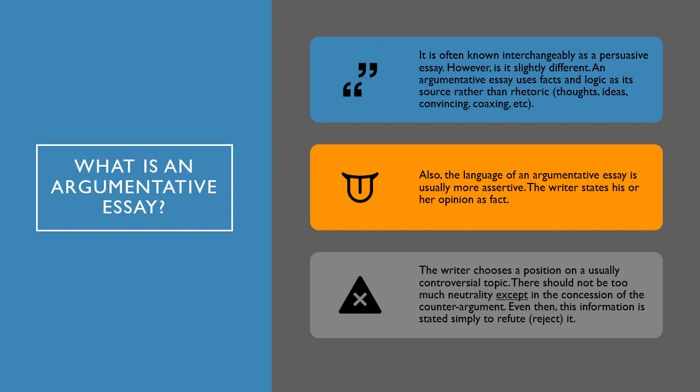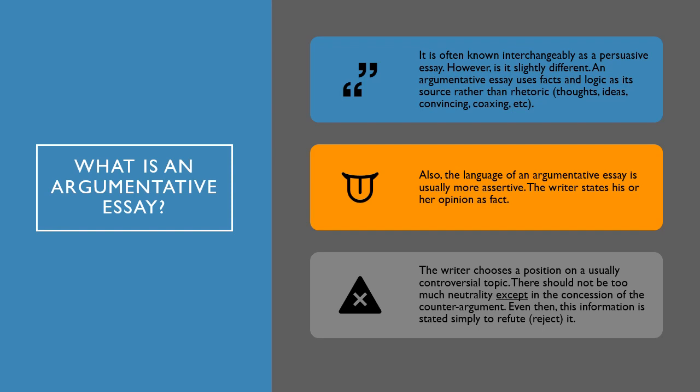An argumentative essay uses facts and figures, evidence such as statistics and logic in order to prove the writer's opinion. And the writer's opinion is set. There's no neutrality. It's either agree or disagree. It's yes or no. Okay, there's no gray area. There's no maybe. You need to choose a side.